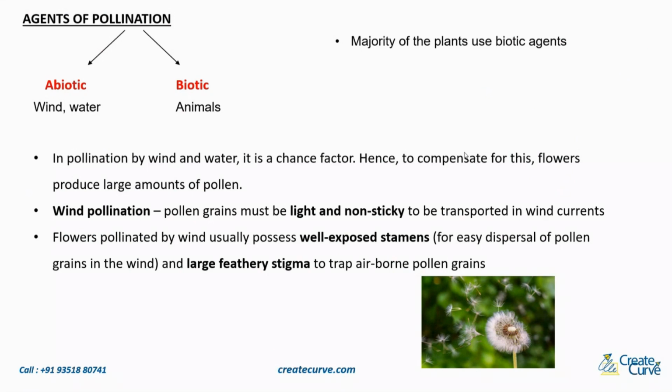So the flowers which are pollinated by wind, what is going to happen? The stamens are going to be well exposed, so that the pollen grains can be released into the air. Similarly, the stigma are going to be really feathery or hairy so that any pollen grains in the air can easily get trapped. Okay, so these are some features of flowers pollinated by wind that I want you to remember. Well exposed stamens and large feathery stigma.